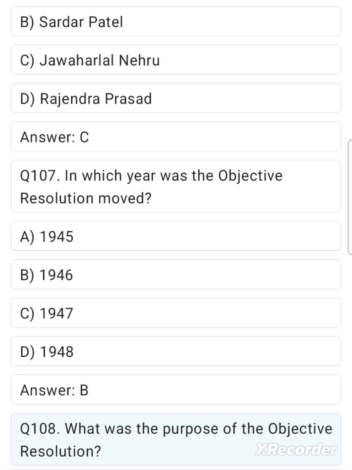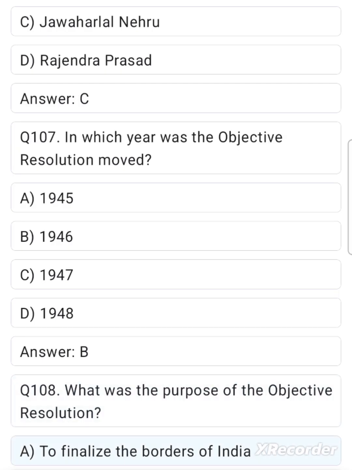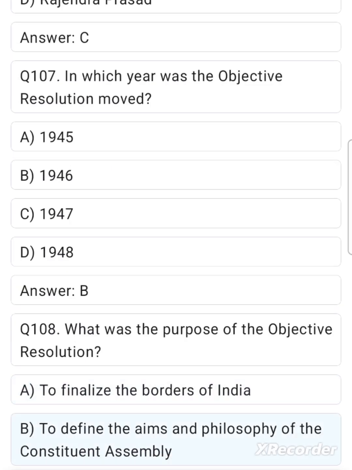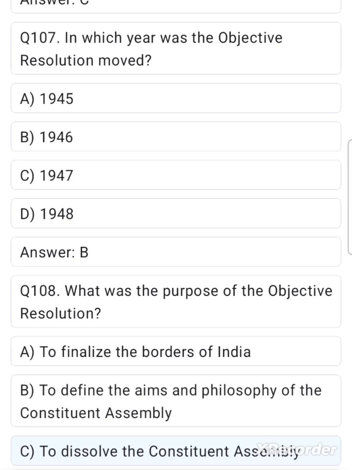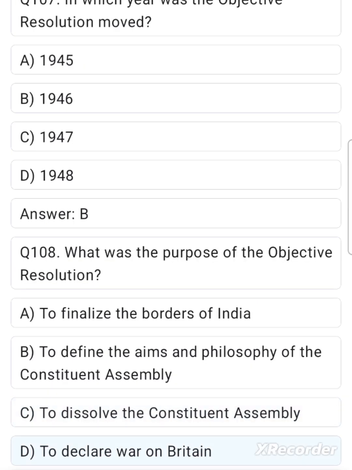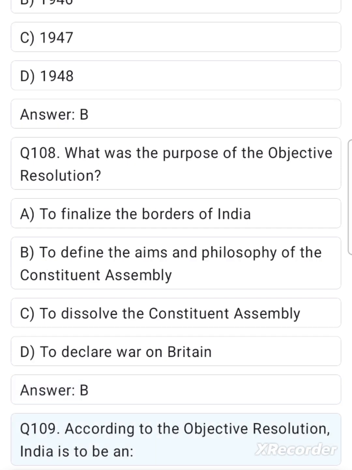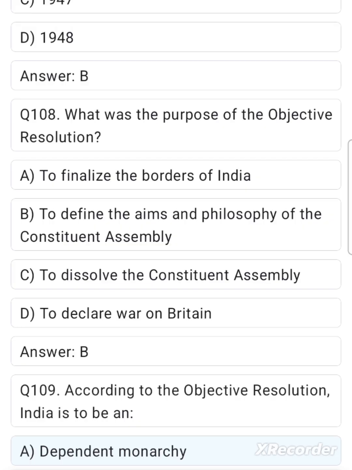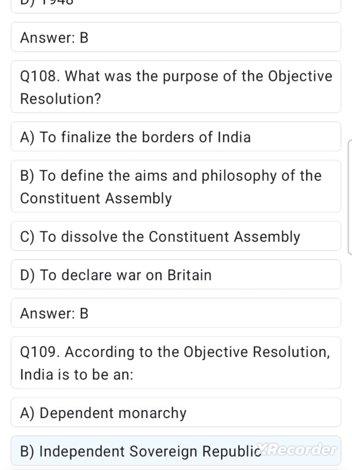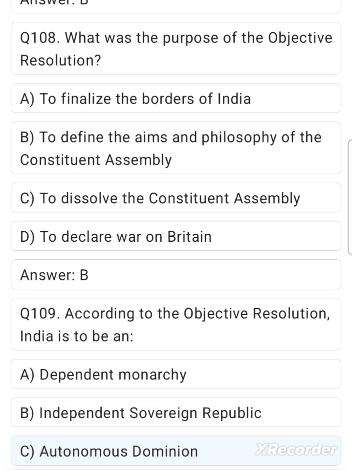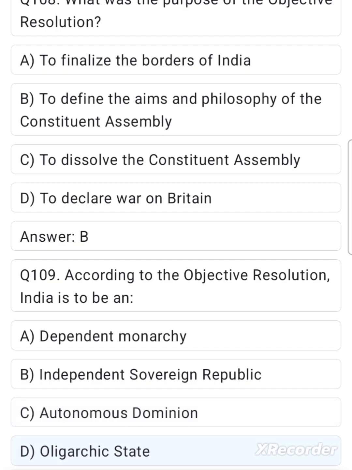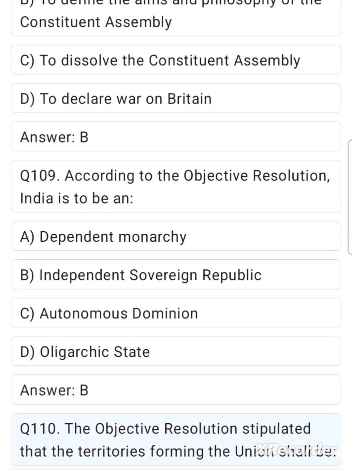Q108. What was the purpose of the objective resolution? A. To finalize the borders of India. B. To define the aims and philosophy of the Constituent Assembly. C. To dissolve the Constituent Assembly. D. To declare war on Britain. Answer B. Q109. According to the objective resolution, India is to be an A. Dependent monarchy. B. Independent sovereign republic. C. Autonomous dominion. D. Oligarchic state. Answer B. Q110.